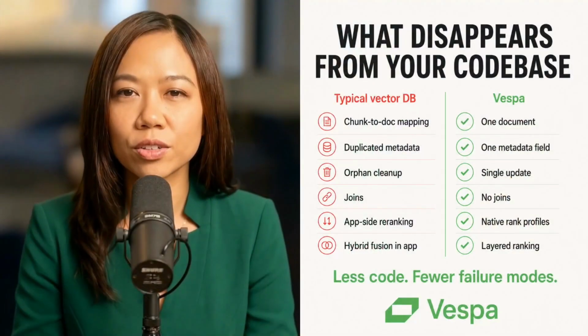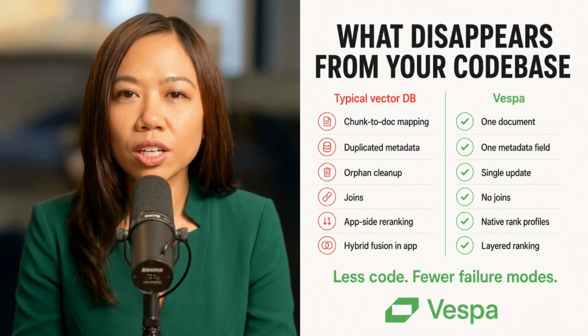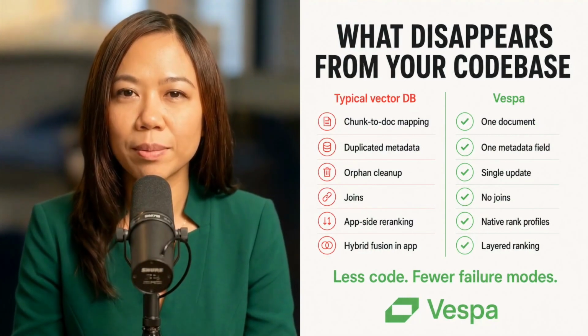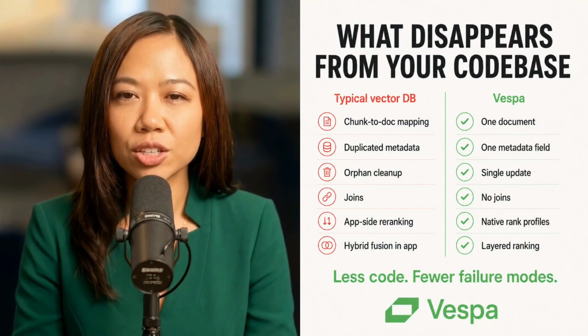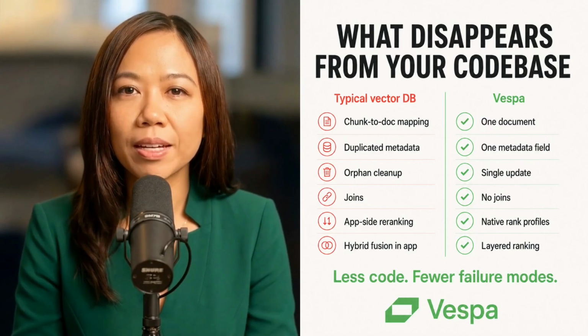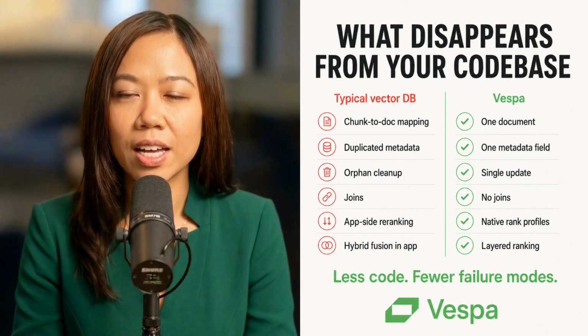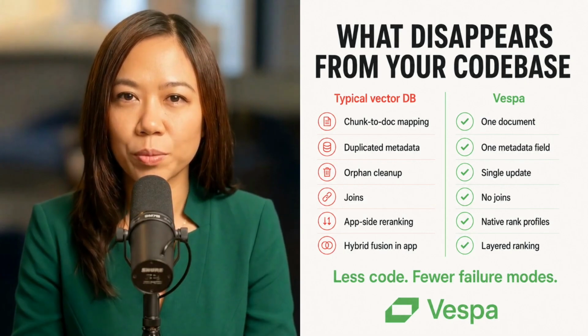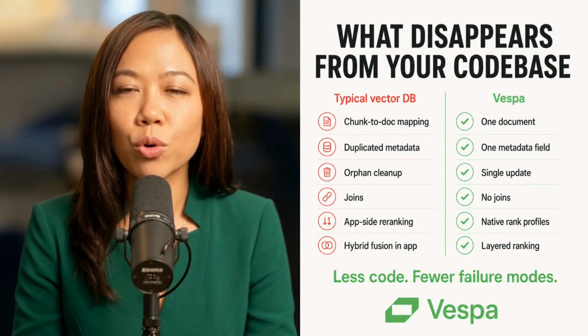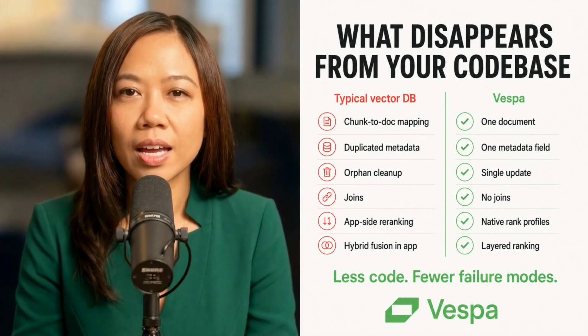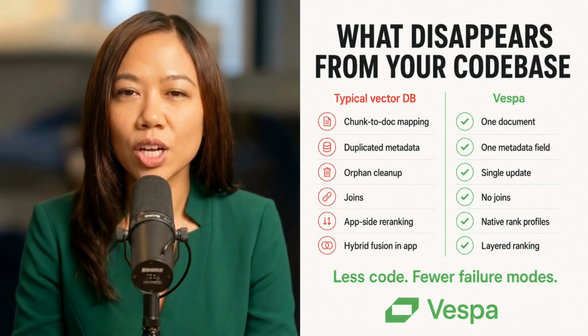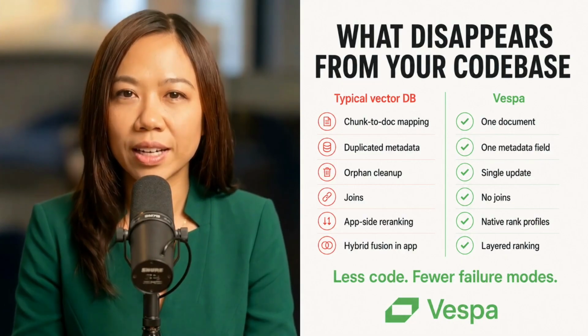In a typical vector database setup, a lot of chunking complexity gets pushed into your application code. You manage chunk to document IDs. You duplicate metadata across chunks. You clean up orphaned chunks after updates. You join chunks back to parent documents. You choose which chunks should go into the LLM context window. And if you want hybrid retrieval, you may be stitching together keyword search, vector search, and re-ranking yourself.